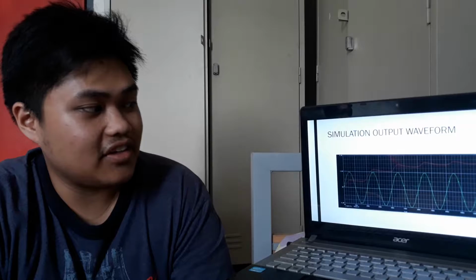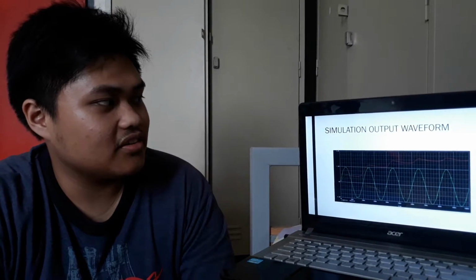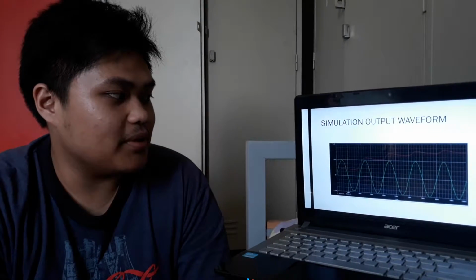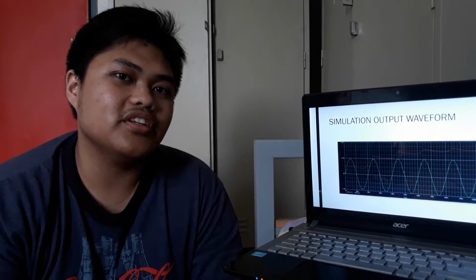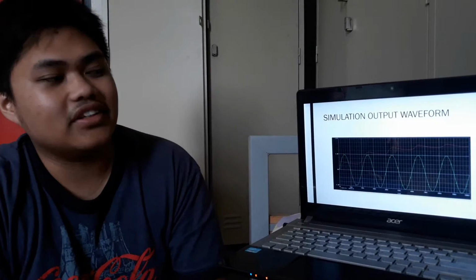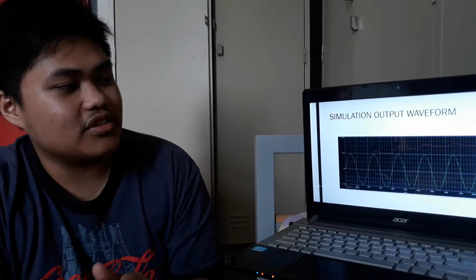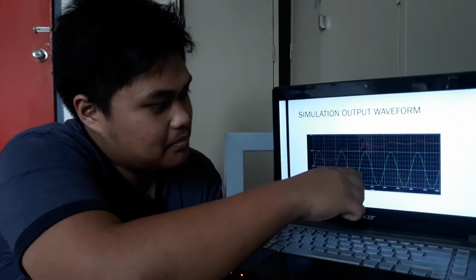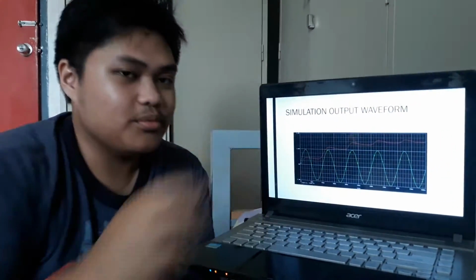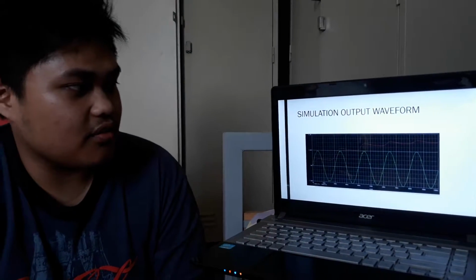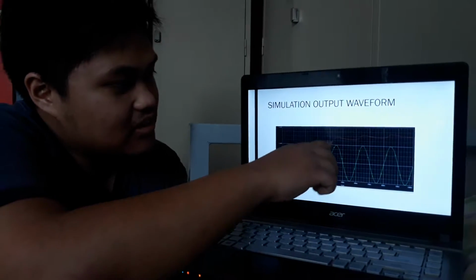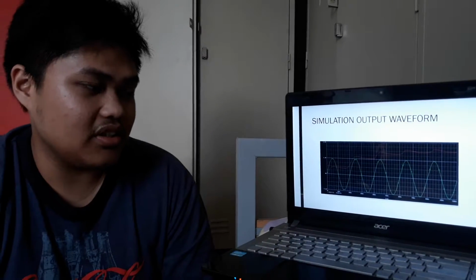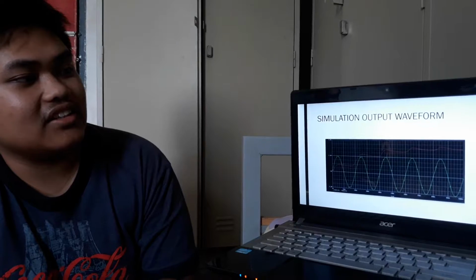Hi, my name is Muhammad Afiq and I'm going to present about the simulation output waveform. Basically, the Cockcroft-Walton is an AC to DC converter. So we supply an AC supply. This is the AC supply, which is the input of the Cockcroft-Walton. And this wave is the output of the Cockcroft-Walton, which means it converts AC to DC supply.